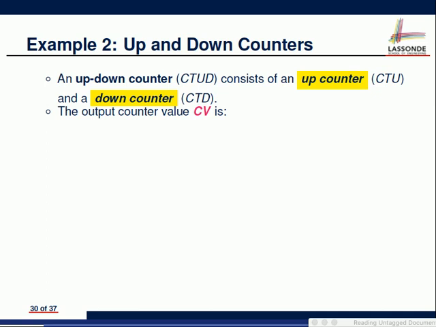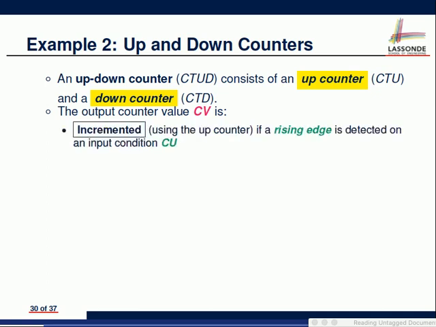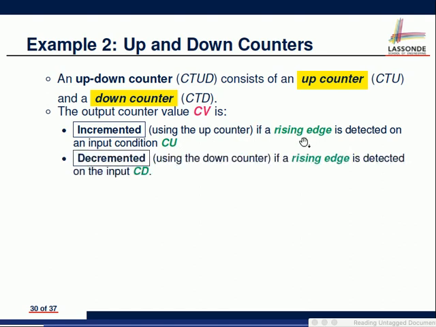The counter value might be set differently depending on the input conditions. The counter value might be incremented if the input condition CU is rising, which means it becomes true. It might be decremented if the input condition CD is true. CD means counter down, CU counter up. So if CU is true, it's going to increment. If CD is true, it's going to decrement.